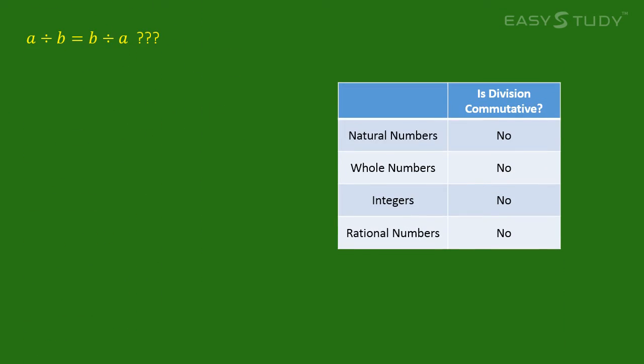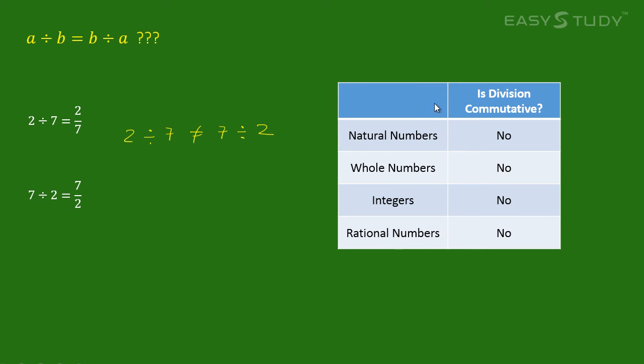Now let's look into division. Division does not follow commutative property. Let's see an example. 2 divided by 7, that is equal to 2 by 7. Let's change the order. 7 divided by 2 is equal to 7 by 2. You can see 2 divided by 7 is not equal to 7 divided by 2. Hence, they do not follow commutative property.